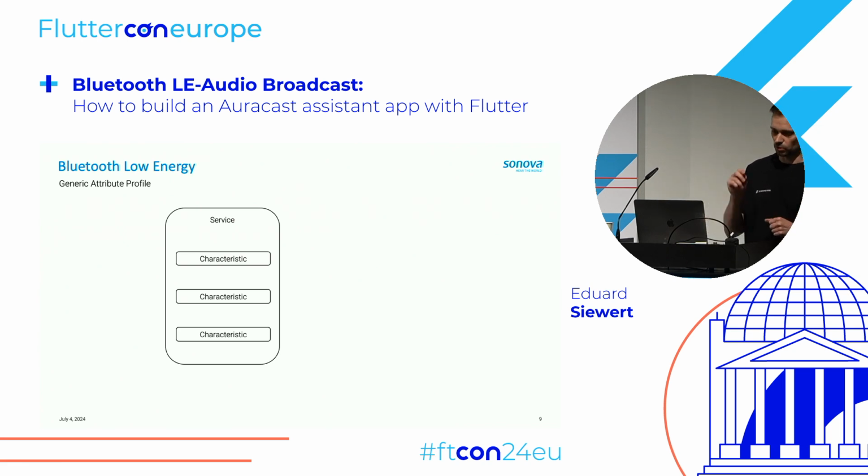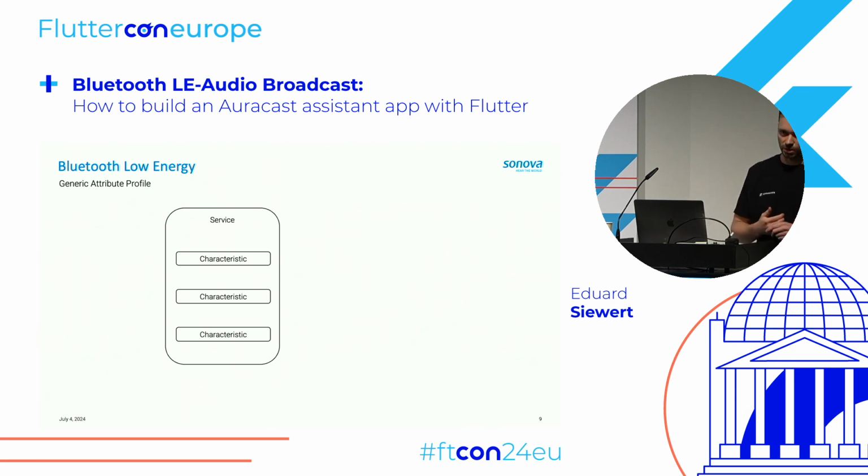here. So when you connect to such a low energy device that is implementing this profile, what you will see is that there is a so-called generic attribute service, and this service has characteristics. And a characteristic is basically the value that you want to read.